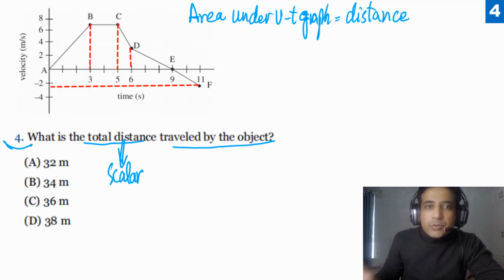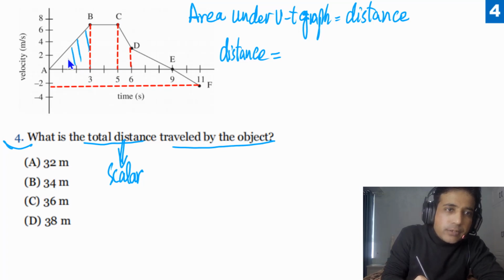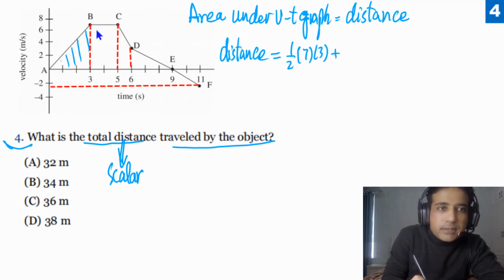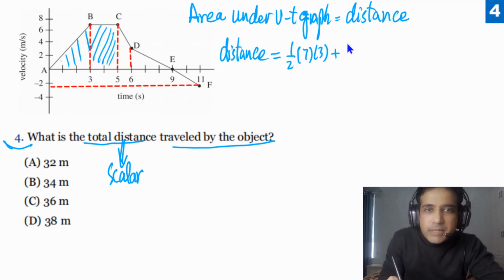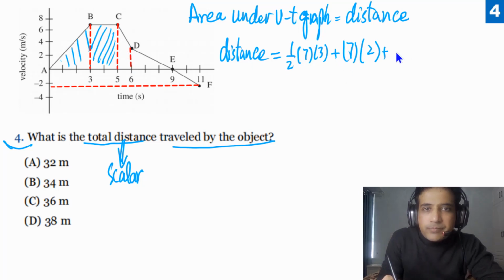So the total distance traveled will be equal to the area of this triangle, which is 1 by 2 times 7 times 3. Next, we can calculate this area. This one is a rectangle, and its area will be 7 times 2. And this is a trapezium. We can calculate the area of this trapezium: we take 7 plus 3 divided by 2, and multiply with this, which is 1.